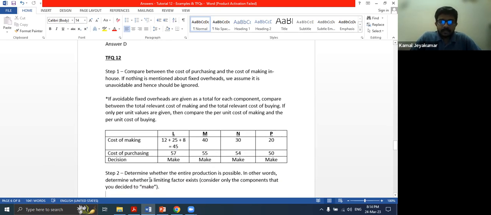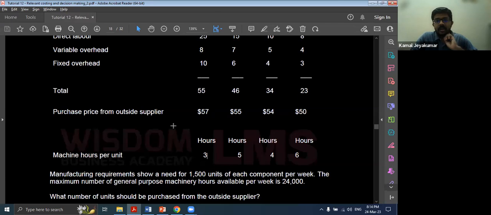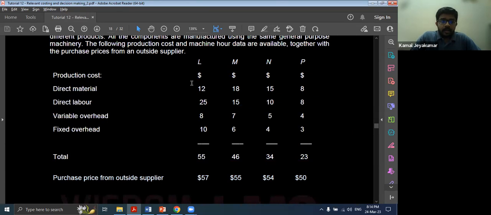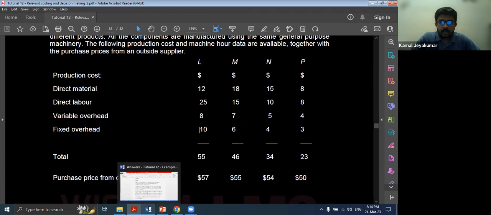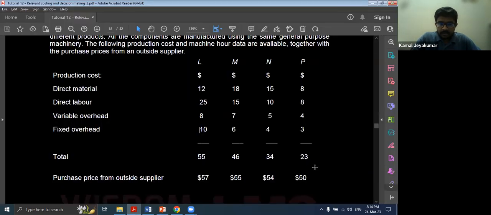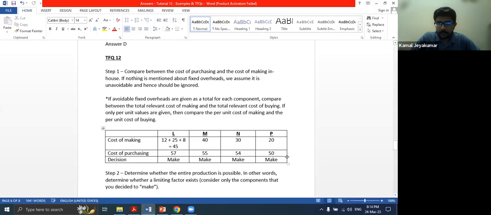Now guys, let's try and identify whether it's better to make any of these units in-house or to buy, right? For that we have to calculate the relevant cost. Calculating the relevant cost is easy. You just add up the relevant expenses. We already said that fixed overhead, if they have not said anything, we have to consider as unavoidable. So we have to add these 3: direct labor, direct material, and variable overhead to come up with the relevant cost of manufacturing in-house, right? That's how these figures are got. Then the cost of purchasing they have given in the question, so that also we have put here, right?